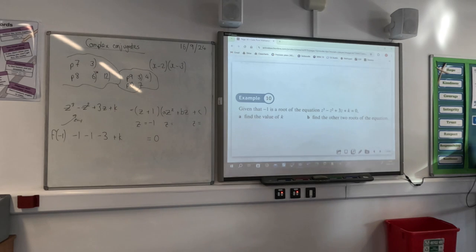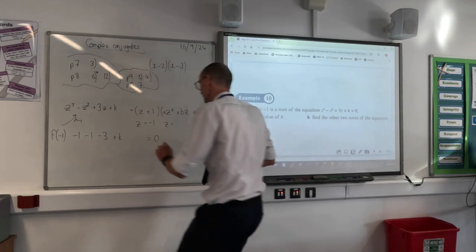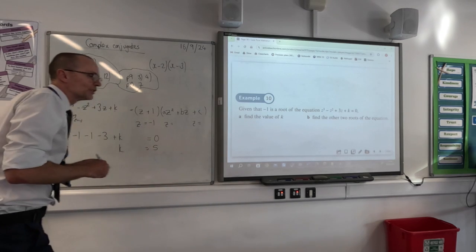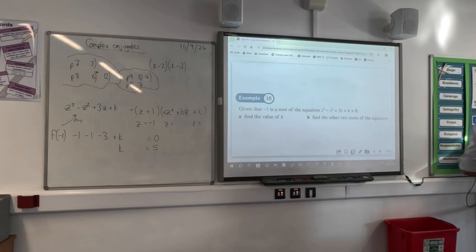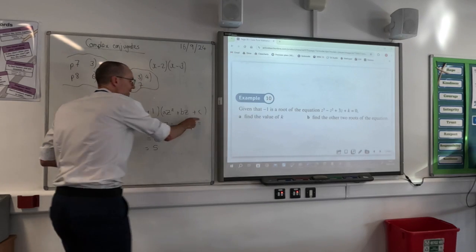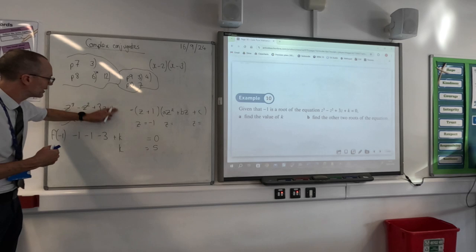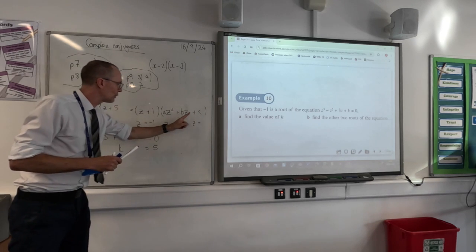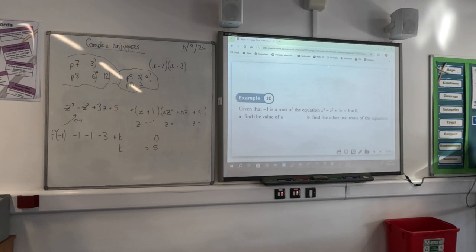What's k, Jack? 5. Yeah, k is 5. So we got that k is 5. Now I'm hoping, therefore, that you can quite easily tell me what A and C are. Now we know that that has to be 5. These two multiplied together need to give me that. So I'm hoping that without a huge amount of effort, you can tell me what A and C are.